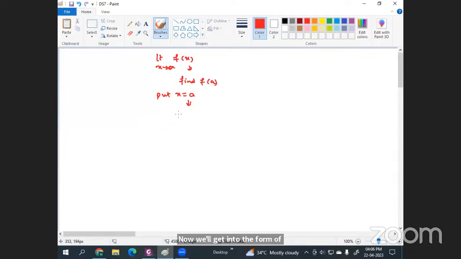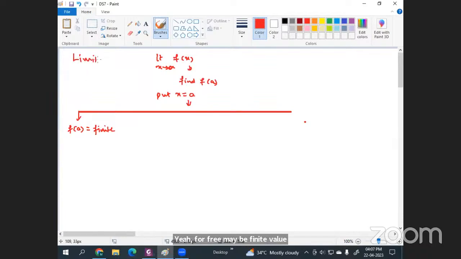Now we'll get into the form. There are three possibilities you may get. The first possibility is f of a may be a finite value. If we get a finite value, this is our answer. For example, limit x tends to 1, x plus 1 by x, it is 2 by 1, a finite value. This is our answer.